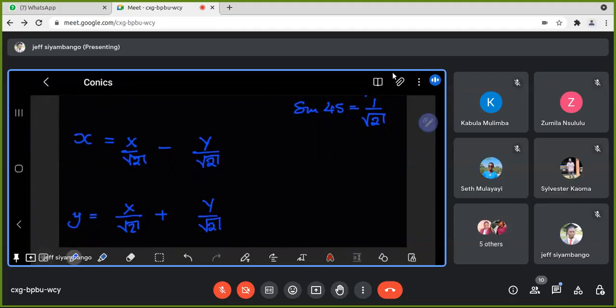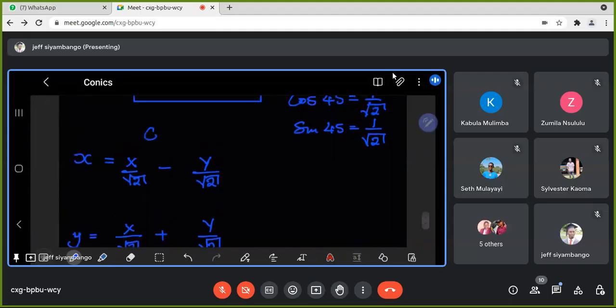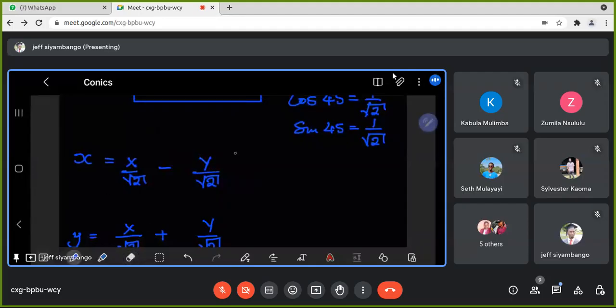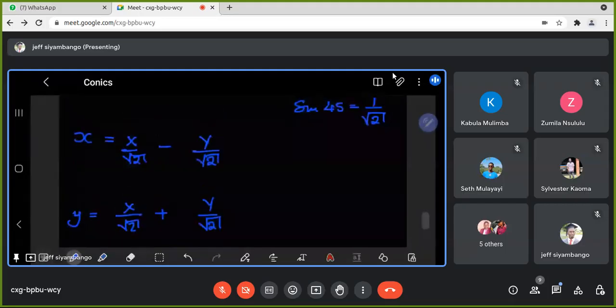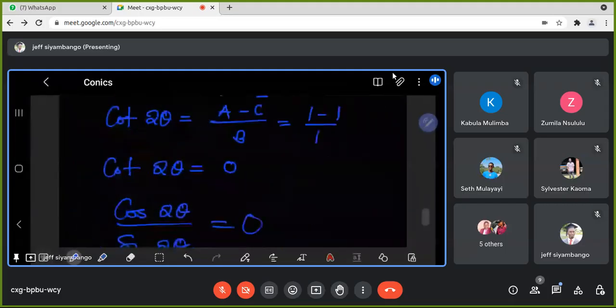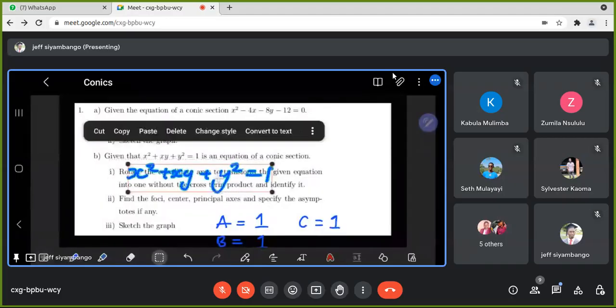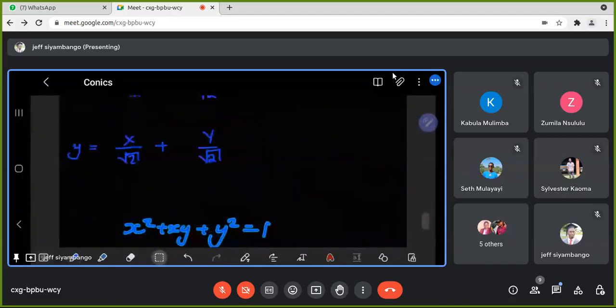Now that I have the connection, this is what I was going for. Remember in the previous one that we wrote, we saw that cos 22.5 was not a special angle, so it wouldn't simplify easily. That's why we didn't continue with that. We decided to pick a new example. So having done this, what we have to do now is take those expressions and plug them into our equation. What is our equation? x squared plus xy plus y squared is equal to 1.